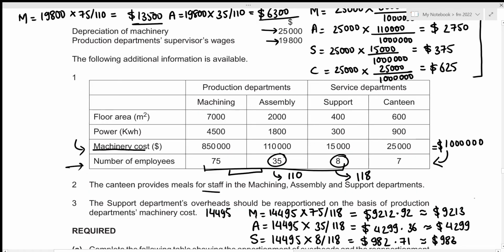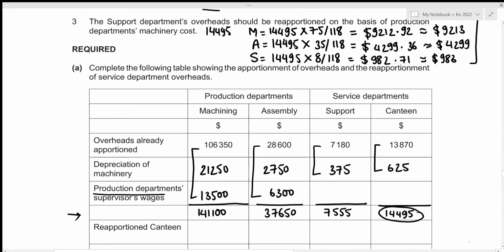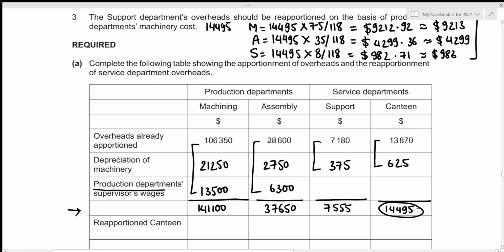So let's record these three values in our table below. For machining, we figured it out to be 9,213. For assembly, it's 4,299, and for support, it is 983. And since we are reapportioning this amount to these three departments, we need to subtract the very same amount from canteen. So that's 14,495, but in a bracket indicating that this now needs to be subtracted from the canteen department.